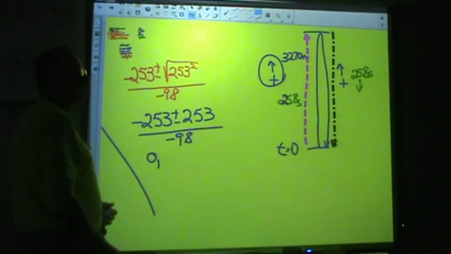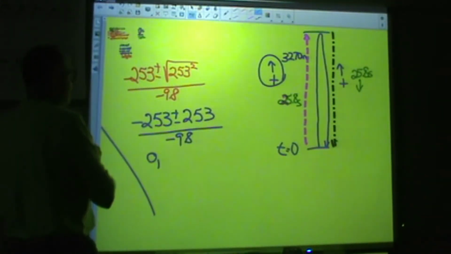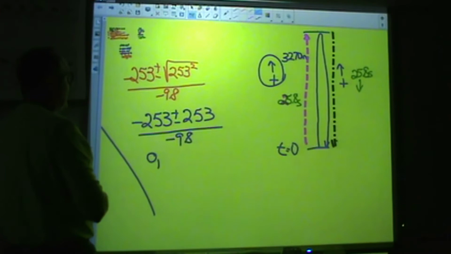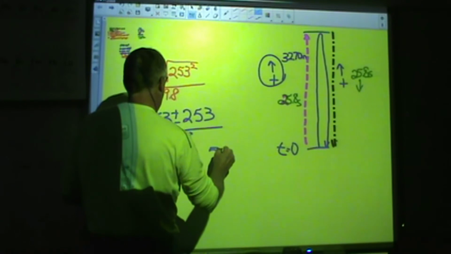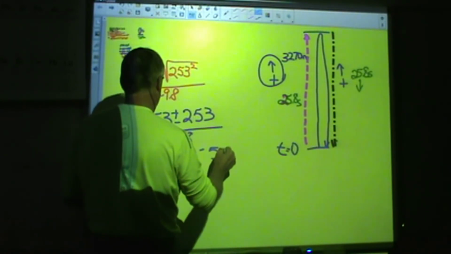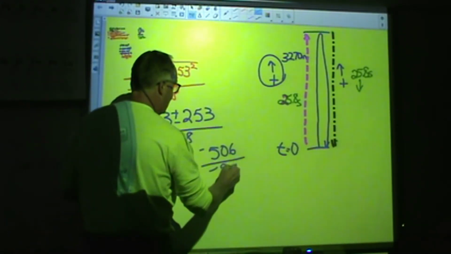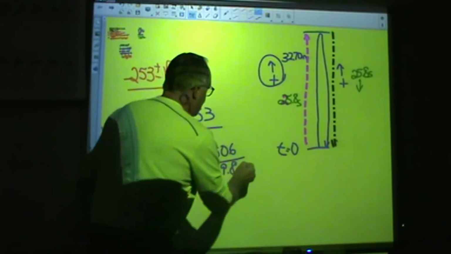The other one is the one we're interested in. That's the one that's going to go all the way up and all the way down. So I'm going to take negative 253 minus 253, and I will get really close to negative 506, I believe, divided by negative 9.8. Now I need some calculator help here. Got it. Shouldn't have to be telling you, soldier. 51.6.